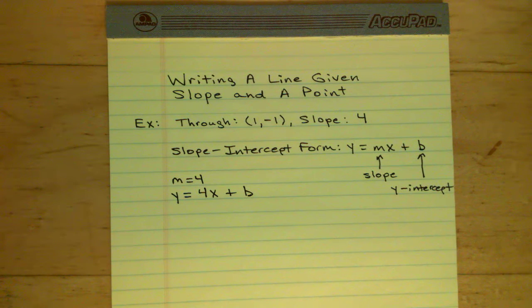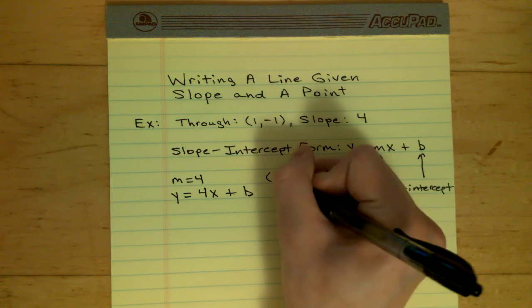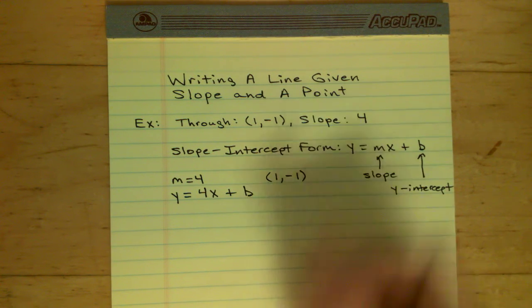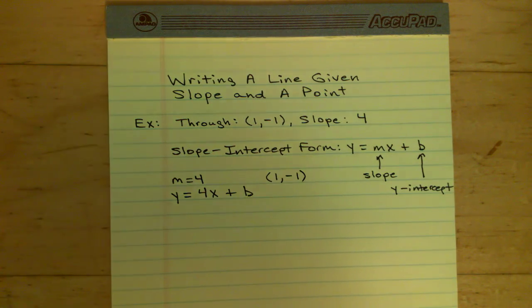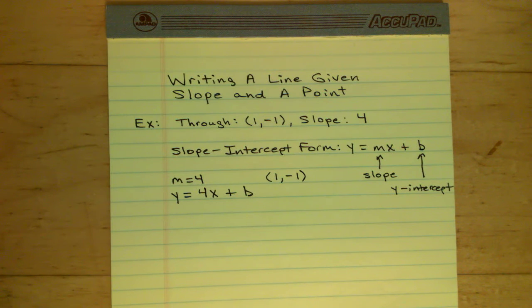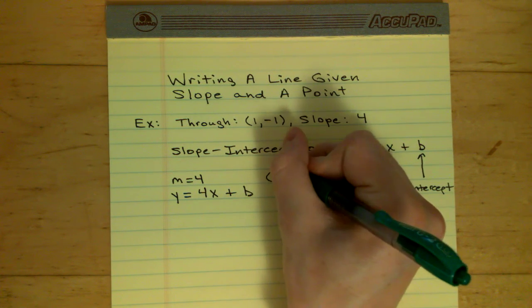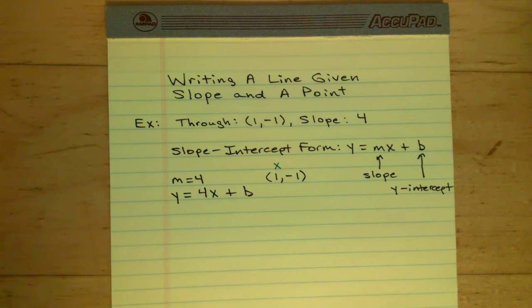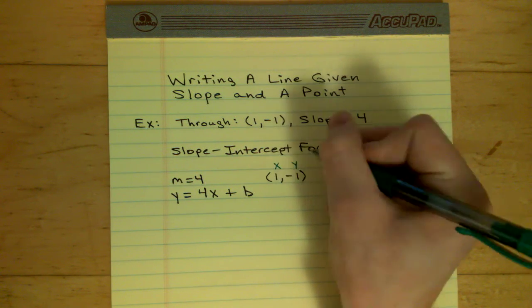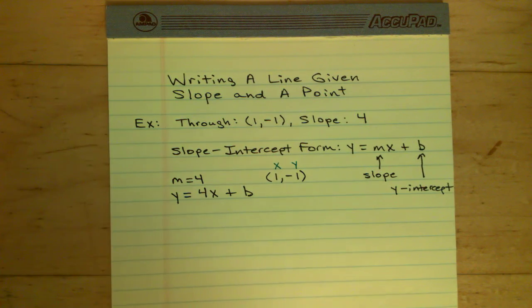Now, to figure out what b is, I'm going to use my point, which is (1, -1). Whenever you're looking at an ordered pair like this, or a point, as they say, the first number is always going to be the x-coordinate, and the second number is always going to be the y-coordinate. So x is 1, y is -1.